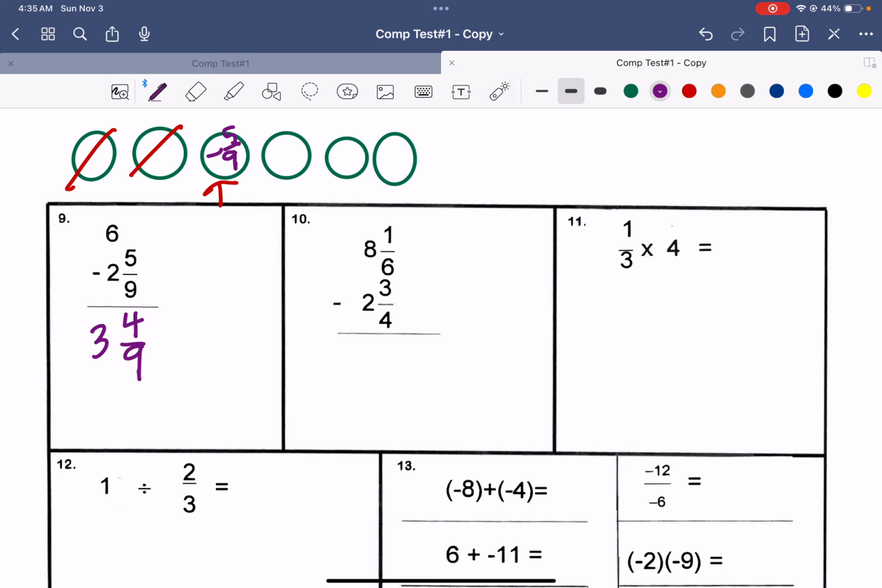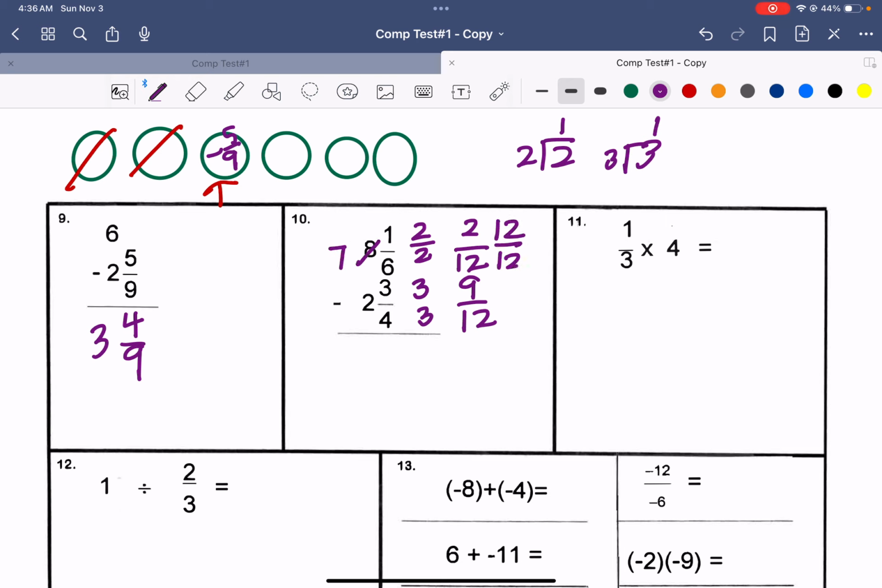We need equivalent fractions to get common denominators. The 2/2 is whole, 1 whole. 3 divided by 3 is 1 whole. That's all I'm doing. I can't take 9/12 from 2/12, but I can borrow 1 whole. I end up with 14/12. 14/12 minus 9/12 is 5/12.